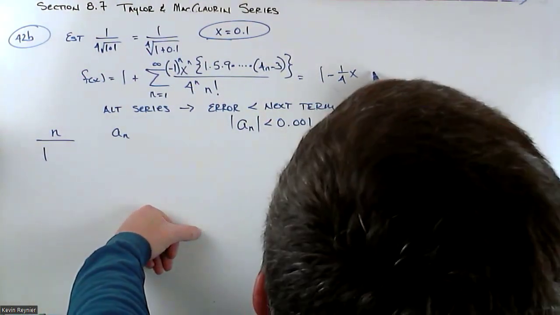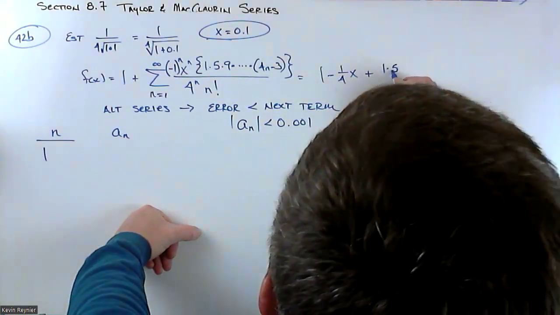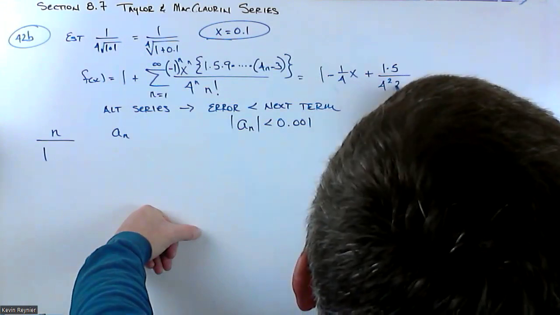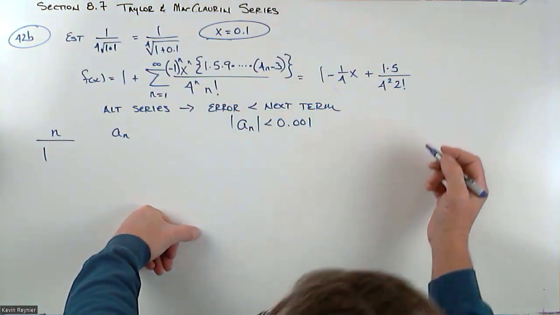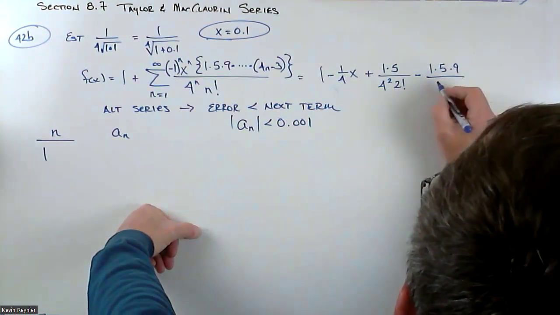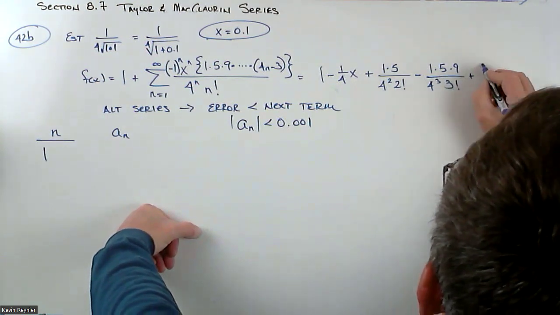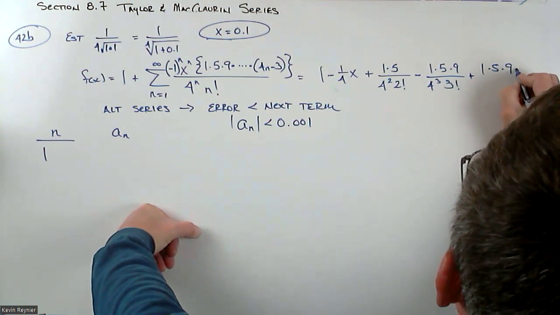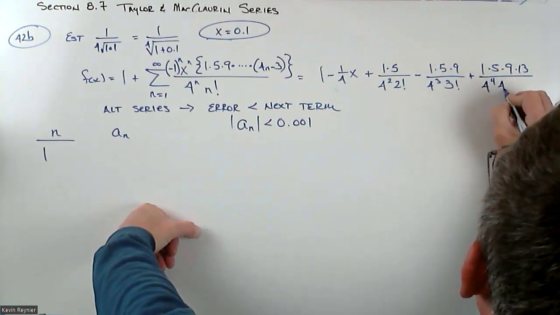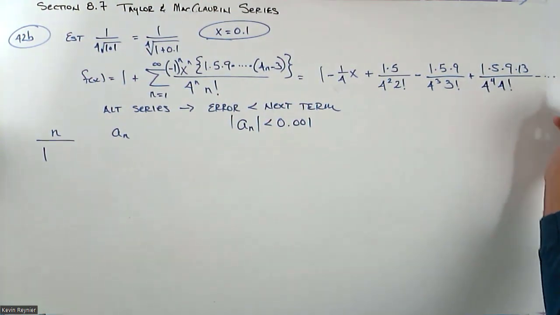And then the next term would have been plus, and then we have 1 times 5, reading it off of here. We had 4 squared and 2 factorial. And then the next term would have been minus 1 times 5 times 9, with 4 cubed and 3 factorial. And the next term was 1 times 5 times 9 times 13, with 4 to the 4th and 4 factorial. These were the first few terms, right?